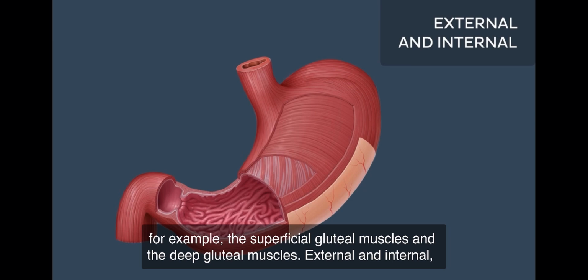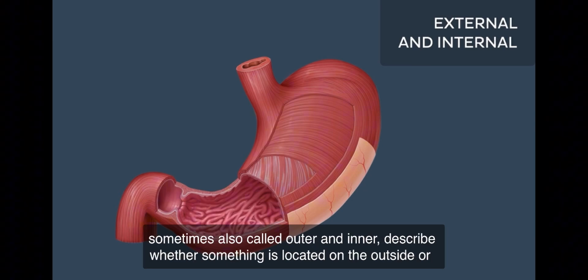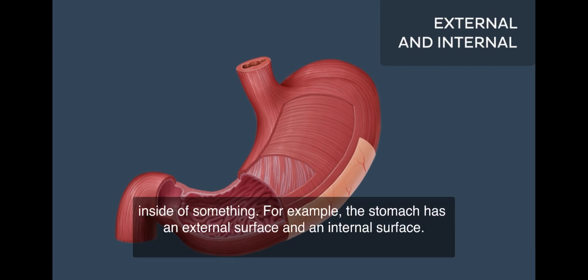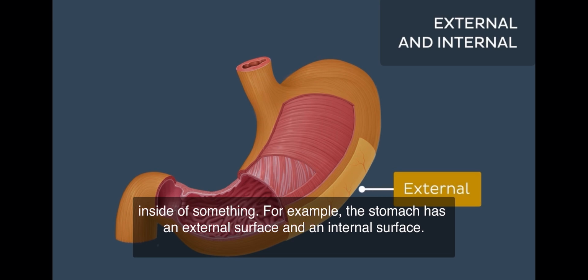External and internal, sometimes also called outer and inner, describe whether something is located on the outside or inside of something. For example, the stomach has an external surface and an internal surface.